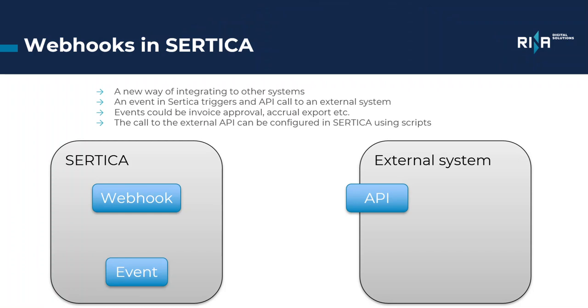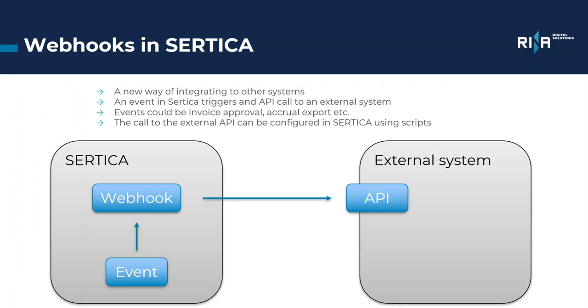Webhooks is a concept that will let events inside a system trigger API calls to external systems. On a Certica use scenario, this could be an invoice approval that triggers a call to the webhook system that then triggers an API call to the financial system. This means that we have an event that triggers a webhook, and then the webhook will make an API call based on the configuration set up for the triggered event.